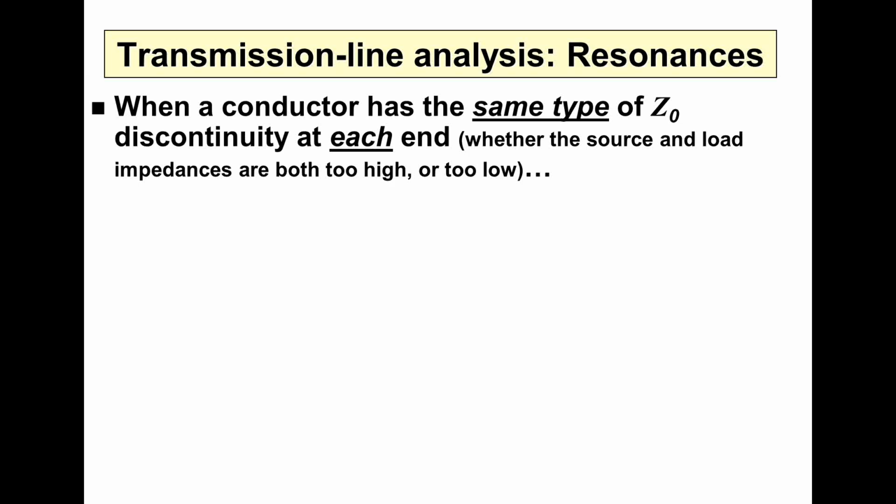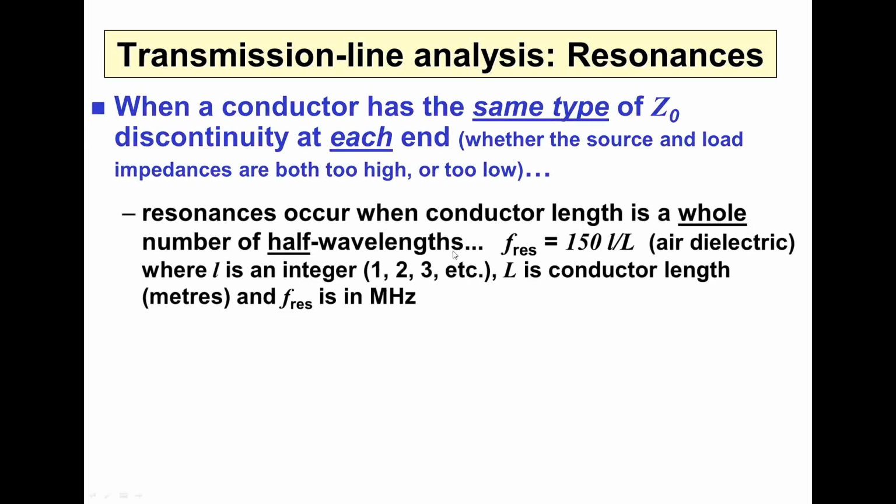But if it's mismatched, if we have a discontinuity at each end of the length of the line, doesn't matter whether they're too high or too low, they're the same type of discontinuity, we get resonances at a whole number of half wavelengths. We can say the resonant frequency is 150 little l over big L. Little l being an integer, 1, 2, 3, it's the number of half waves, big L being the length in meters. And that gives us the result in megahertz.